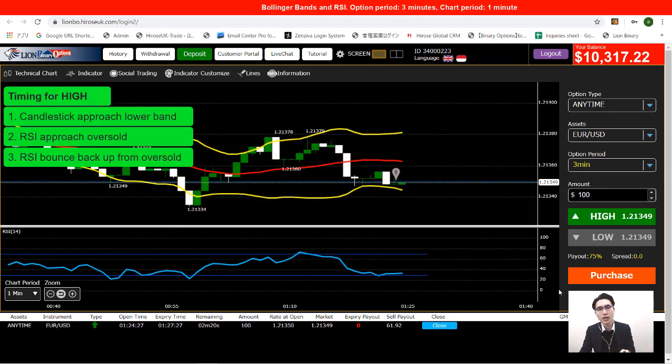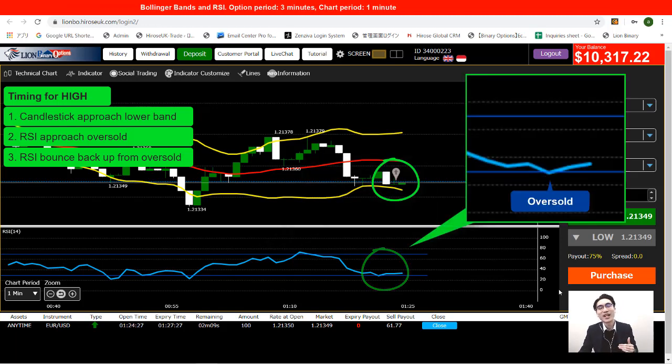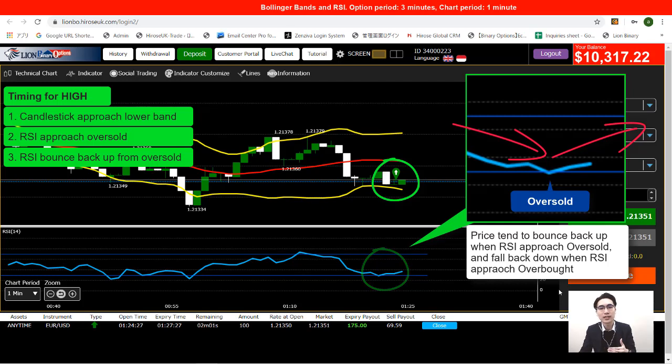Then for the strategy, I first look at the candlestick. If it approaches the lower band, then I move on to the RSI. When I placed this trade, the RSI was bouncing back up from the oversold level, which is the blue line at the bottom. When price approaches oversold, there is a high chance for it to bounce back up. That is really similar to the Bollinger Band. That's how this strategy works, and that's how I placed this trade here.